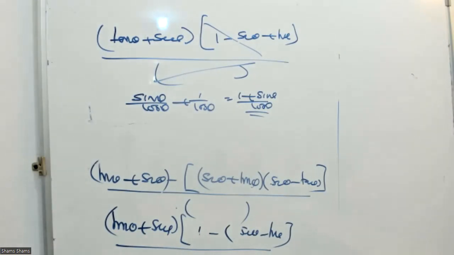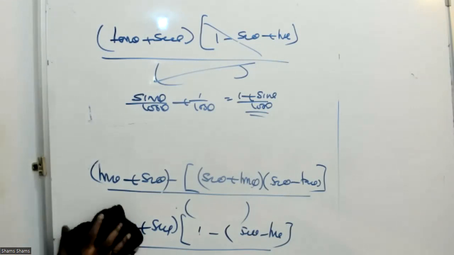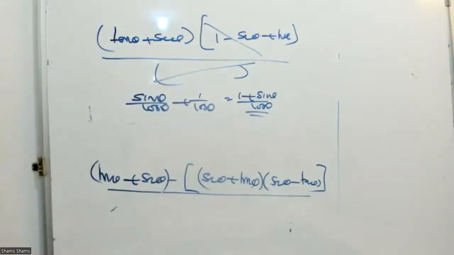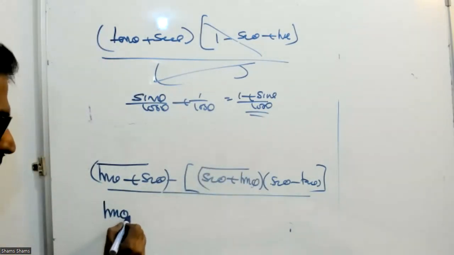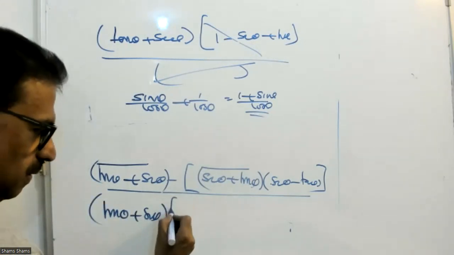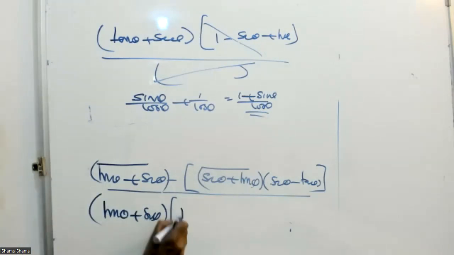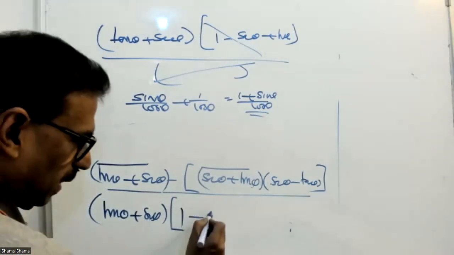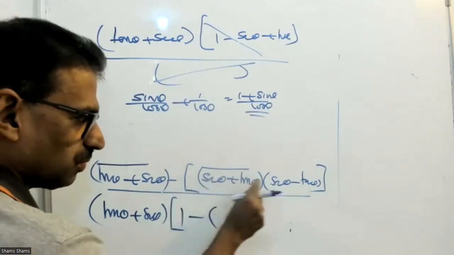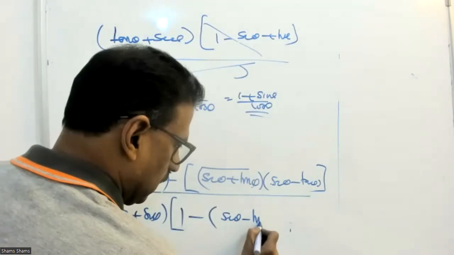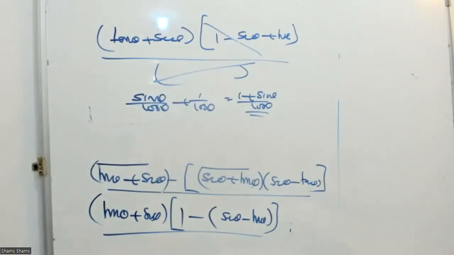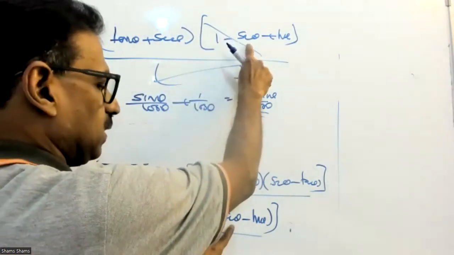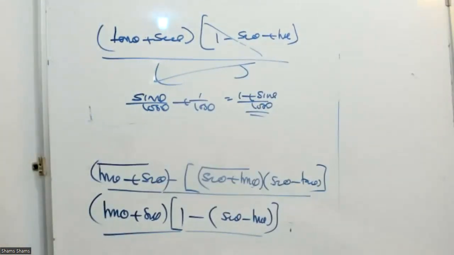Sir, I didn't understand where we are getting 1 from. See, look here. This one we are taking out. So what is the common? Tan theta plus sec theta is common. This is out, that means 1 here. But this only out, minus of this is balance here: sec theta minus tan theta. So then after that, 1 minus sec theta plus tan theta. Okay, clear now? Yes, I understood. So next question.